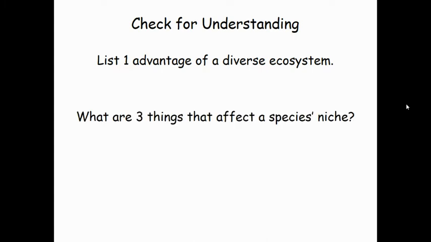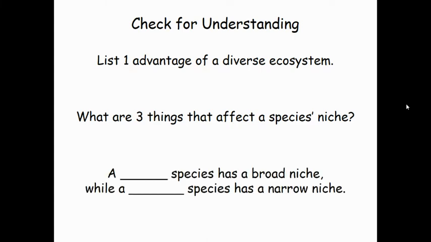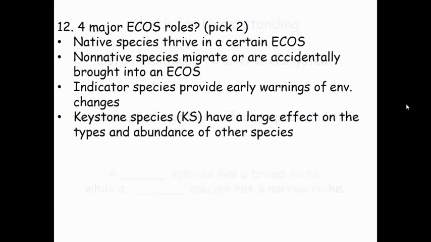3 things that affect a species' niche. Take a look back at number 10. Yeah, water, space, sunlight, food, temperatures, competition, all those are going to affect a niche. A blank species has a broad niche, while a blank species has a narrow niche. Take a look at number 11 if you can't remember. Be generalist and specialist. All right, here we go. Pick 2 of these.